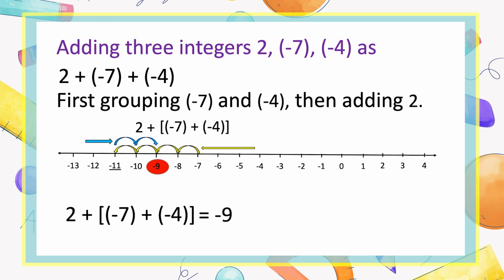Let us take any three integers, say for example 2, -7, -4, and add them in two different ways. First, as 2 + (-7 + -4). Here -7 and -4 are grouped together, and for -7 and -4 we move 4 steps to the left of -7 on the number line and we reach -11. Then adding 2 to -11 on the number line is 2 steps to the right of -11 to reach -9. So, 2 + (-7 + -4) gives -9.